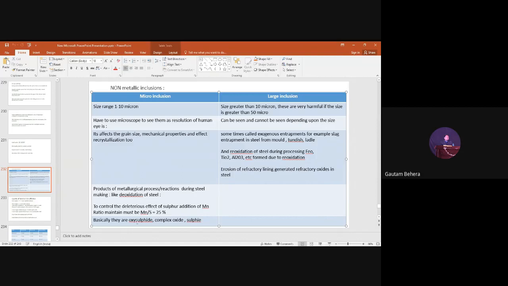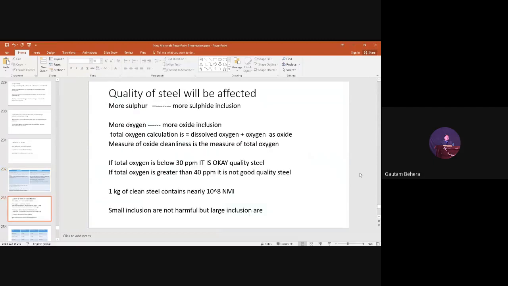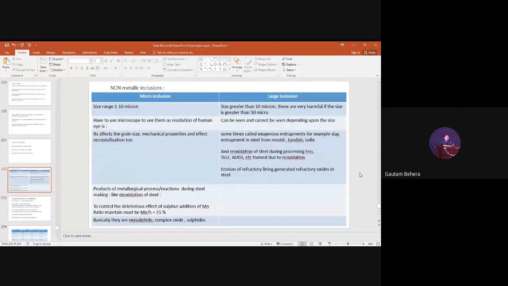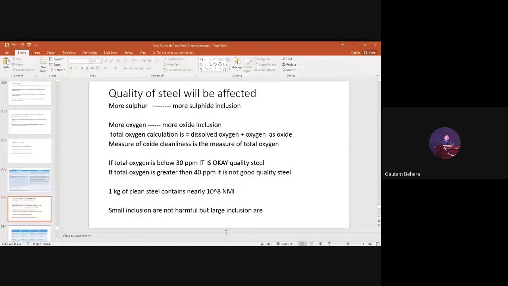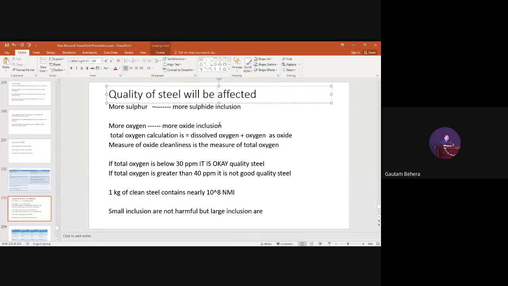And if you look into the composition, or what these micro inclusions basically are, they are basically oxysulfides, complex oxides, sulfides. Now quality of steel will be affected. So you can see how the quality of steel will get affected.